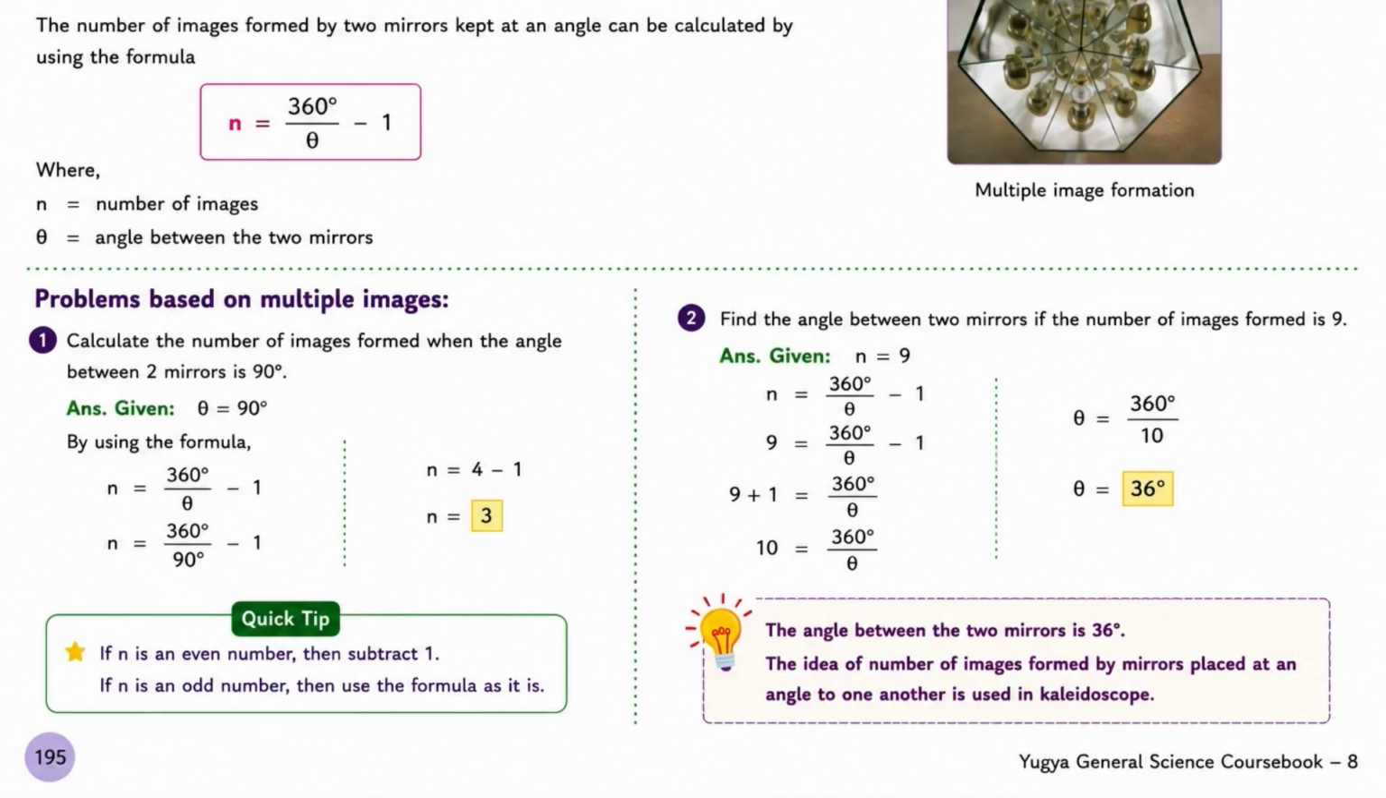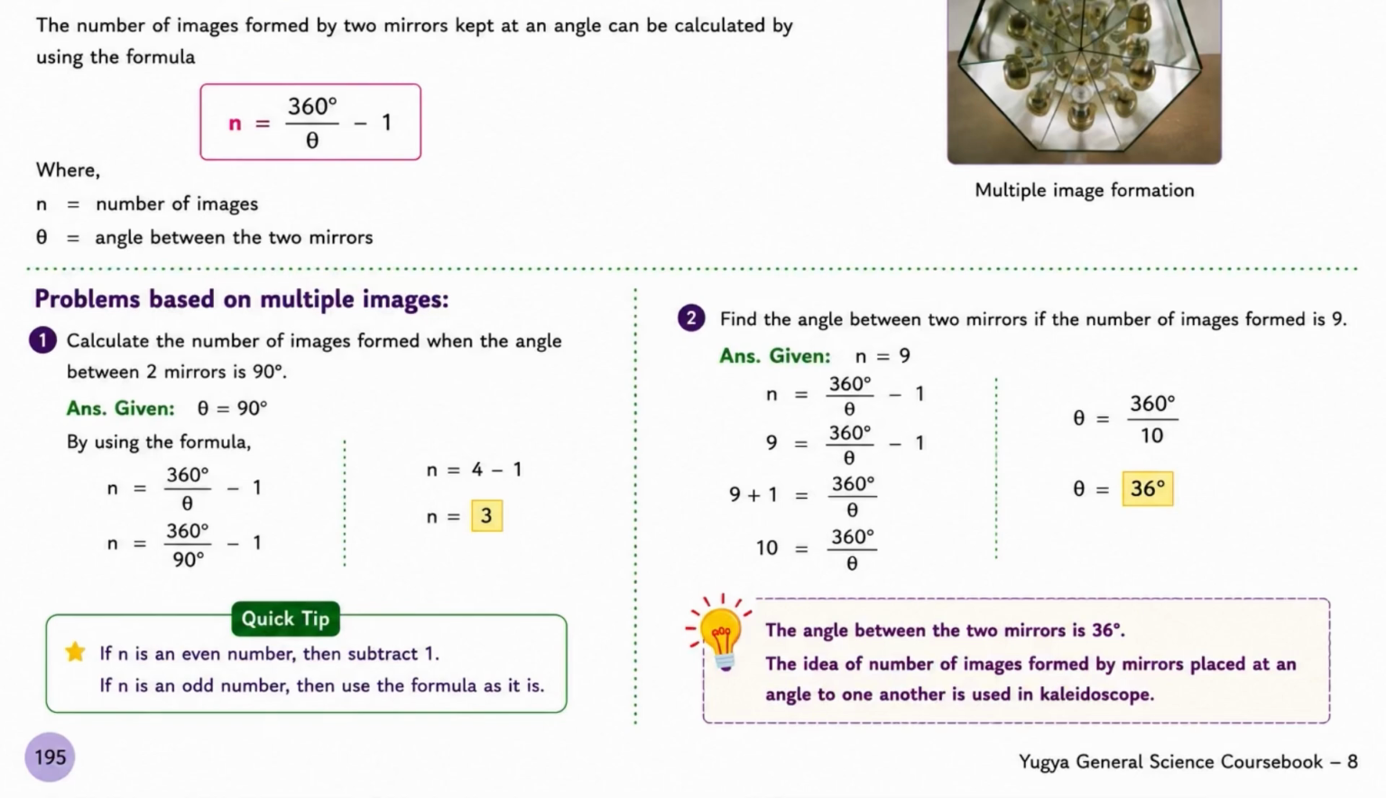We have to find the angle, and for that we will use the same formula, that is n equals 360 degrees by theta minus 1. Since n is equal to 9, substitute it into the formula. To remove minus 1, add 1 to both sides. So 9 plus 1 is equal to 360 degrees by theta. Now 9 plus 1 becomes 10. So 10 is equal to 360 degrees by theta. Now rearrange the equation. It will become theta is equal to 360 degrees by 10. 360 divided by 10 is 36 degrees. So the angle between the two mirrors is 36 degrees.